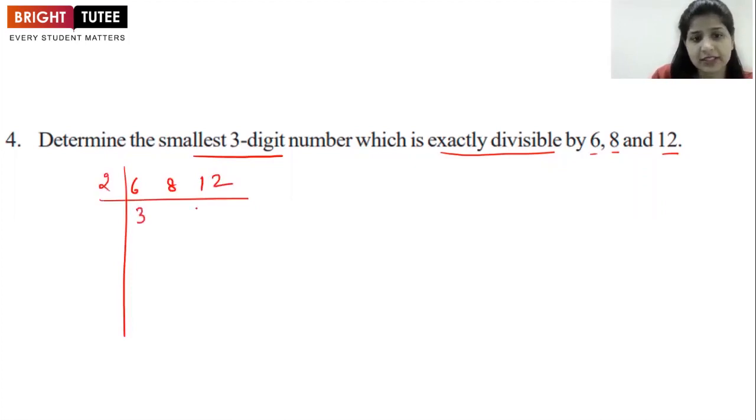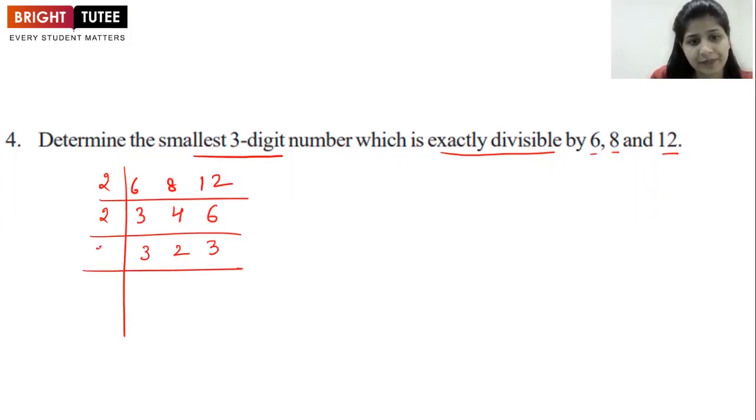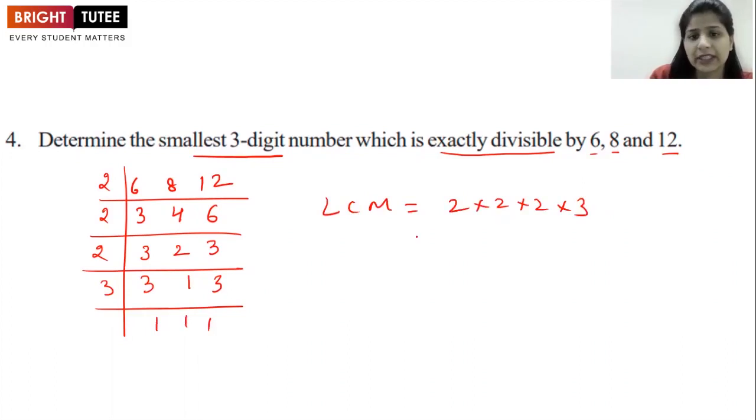2 3s are 6, 2 4s are 8, 2 6s are 12. Then again with 2, 2 2s are 4, 2 3s are 6. Then again with 2, 3 1 3. Then with 3. Okay. So LCM would be equal to 2 into 2 into 2 into 3, that comes out to be 24. So this is the first common multiple. This is the first multiple which will be common. This is the least one.